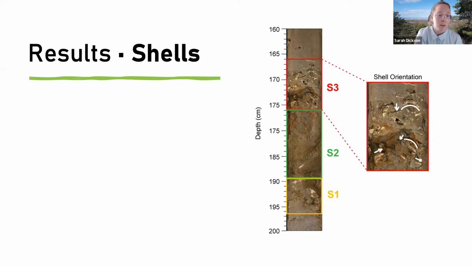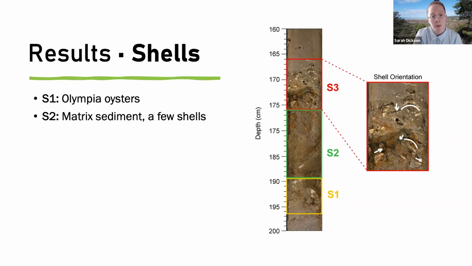So this is a close-up now of the core photo looking specifically at the shell hash layer. We can divide it into 3 segments. Section 1, where the Olympia oysters are. Section 2, which is mainly matrix sediment with only a few shells. And Section 3, which contains the bulk of the shells.